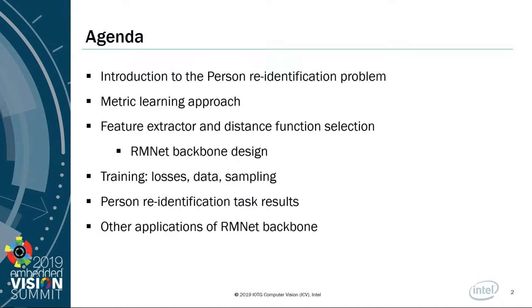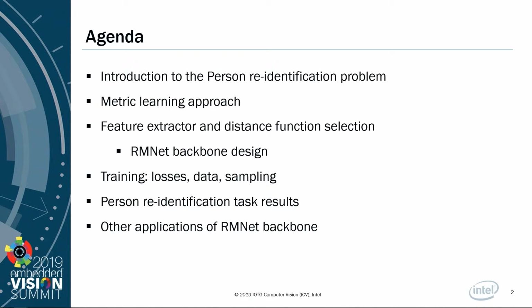So during my talk, I will define the problem that we're trying to solve. Actually, this is the person reidentification problem. And I will define quality metrics that allow us to evaluate the quality of the algorithm. I will briefly introduce the common approach to how the person reidentification problem is solved. And for sure, I will talk about our approach, which components we have selected to effectively solve the problem.